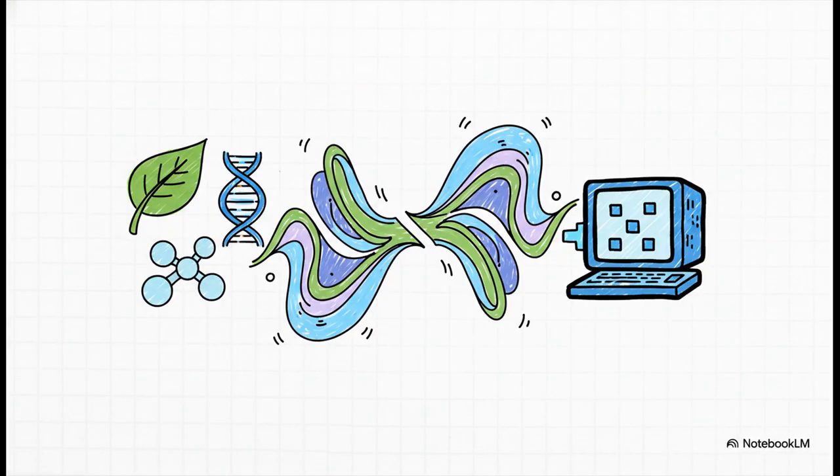And the reason why is actually pretty simple, but it's also incredibly profound. Nature itself doesn't compute in ones and zeros. It computes using the language of quantum mechanics. Everything from how a plant turns sunlight into energy to the chemistry happening in our own bodies is a quantum process. So to truly simulate it, to harness it, we need a computer that speaks its native language.